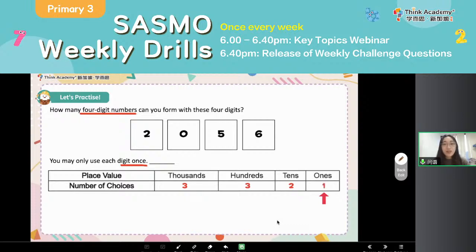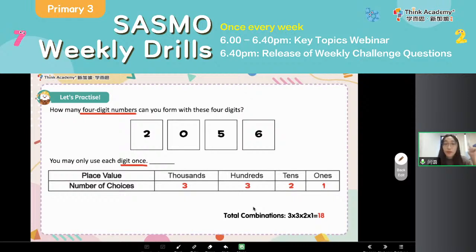So altogether, think about it. What should we do with 3, 3, 2, 1? Is it multiplication or addition? Yes, that is multiplication. So you can see that the answer of this question should be 18. How can we get 18? That is 3 times 3 times 2 times 1. There are 4 decisions, and for each decision, we have a different number of choices. We need to multiply these numbers of choices together. 3 times 3 times 2 times 1, that is 18. Understand now?